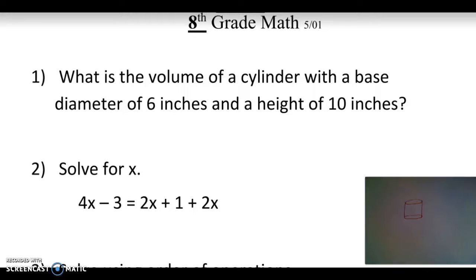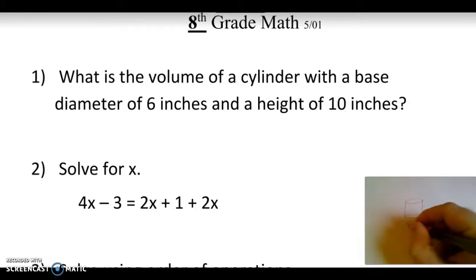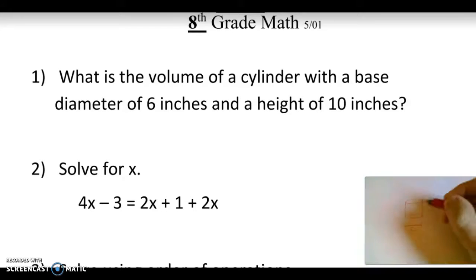Here are the answers to the warm-ups on May 1st. So problem 1 says we have a cylinder, there's my cylinder, has a base diameter of 6. So the entire distance across the base is 6 inches, and the height is 10 inches.